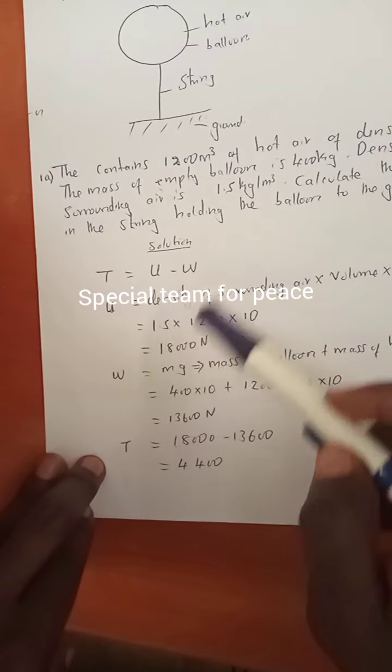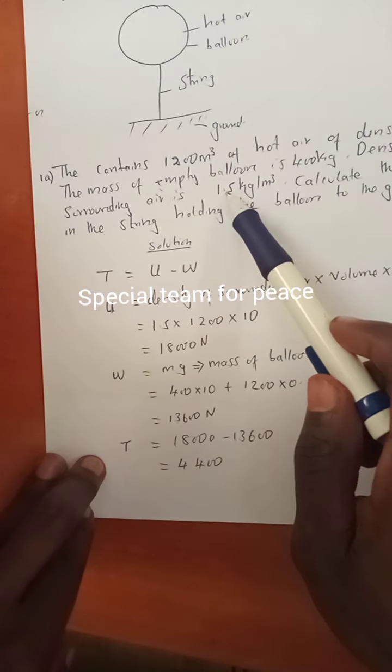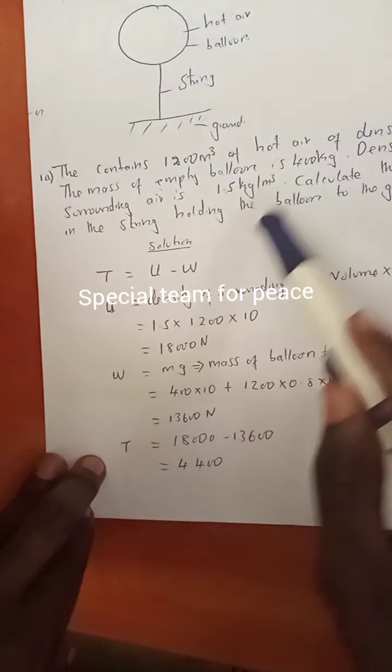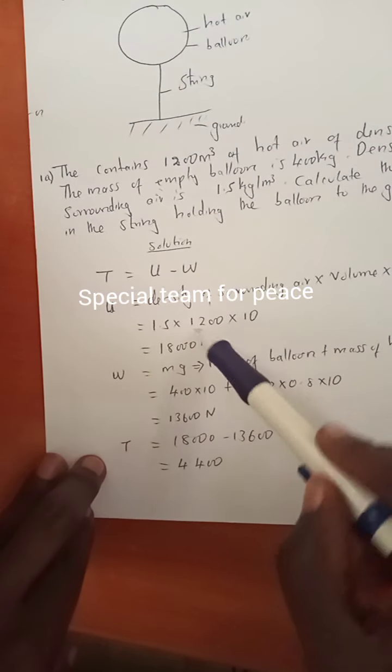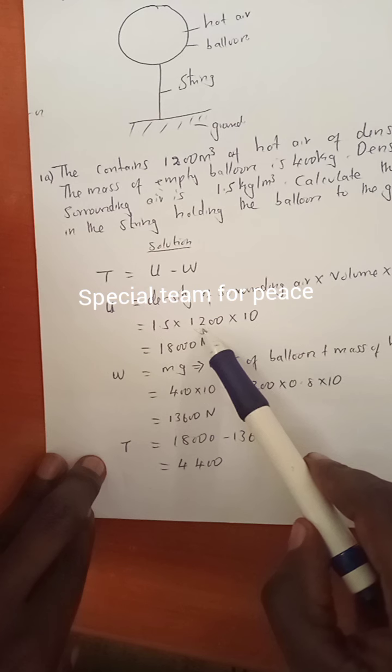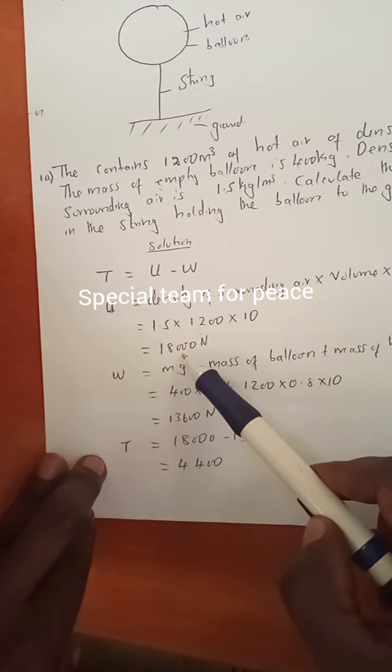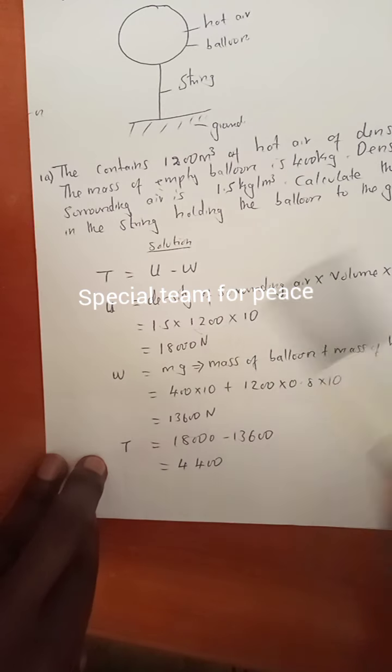So the density of the surrounding air is 1.5. Then the air inside it is 1,200. Then times 10. That gives us the upthrust as 18,000 newtons.